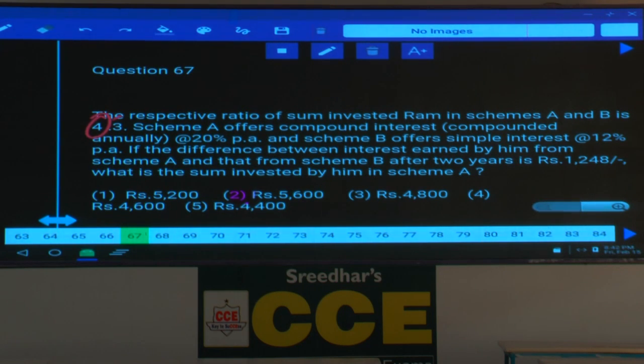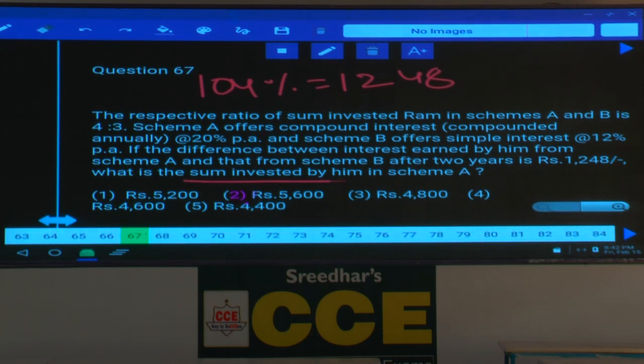Take this as 400% and 300%, okay? 44% of 400 is 176%. Next, 24% of 300 is 72%. The difference is 104%. 104% is the difference in percentage. In terms of rupees, that is 1248.